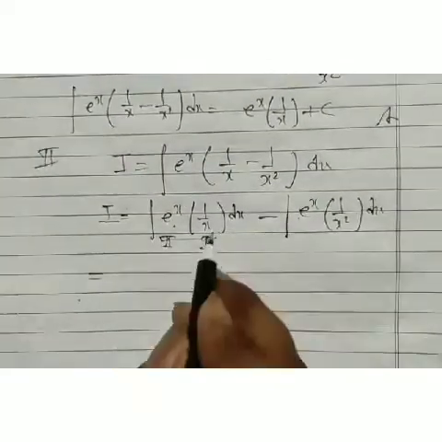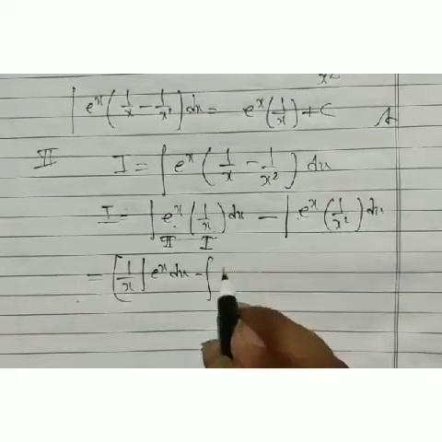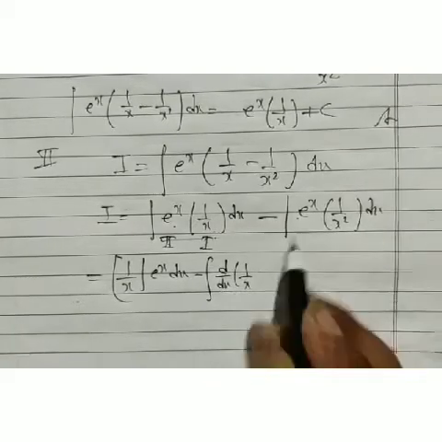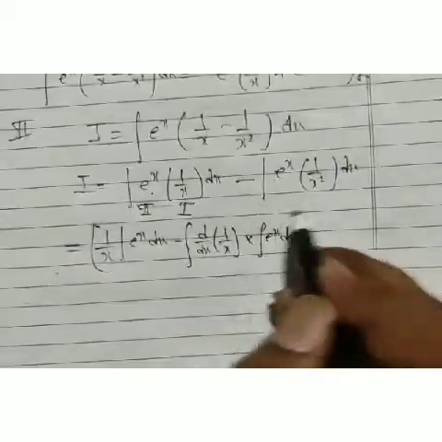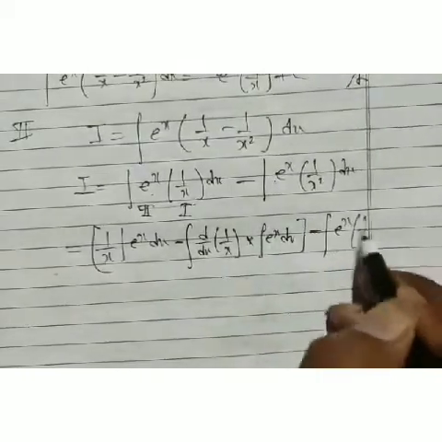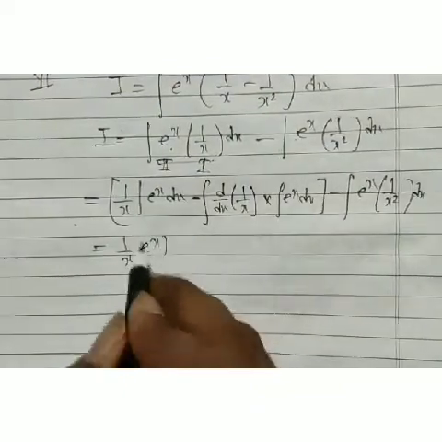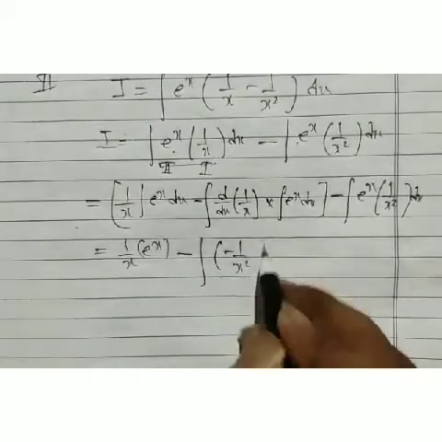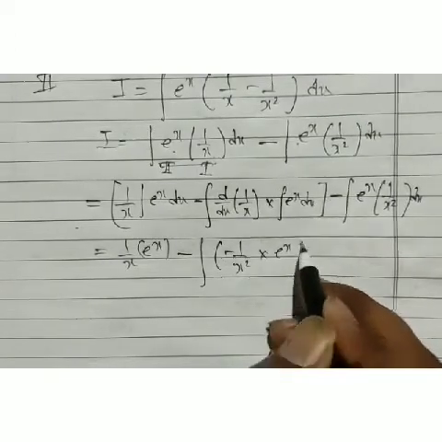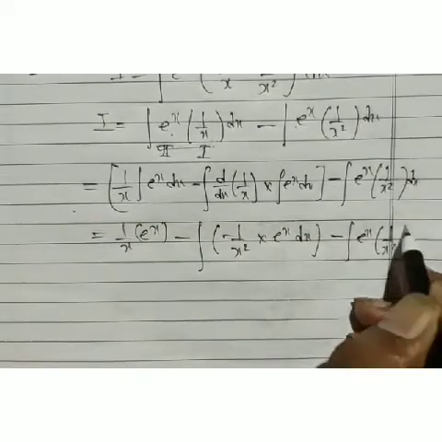Now look, it is 1/x times the integration of e to the power x dx, minus the integration of d/dx of 1/x times the integration of e to the power x dx. We are not going to apply integration by parts in our second term; just write it down as it is, e to the power x times 1/x squared dx. We are not going to change it. Now look what we have here. We have 1/x times the integration of e to the power x, which is e to the power x. The derivative of 1/x is minus 1/x squared, and the integration is e to the power x dx, and minus e to the power x times 1/x squared dx.